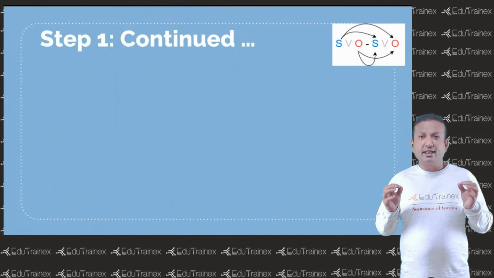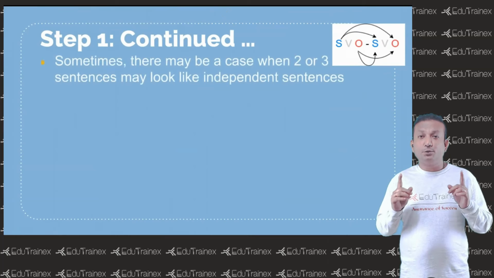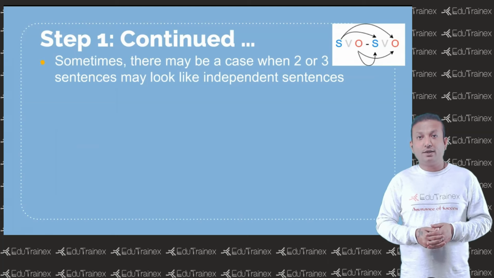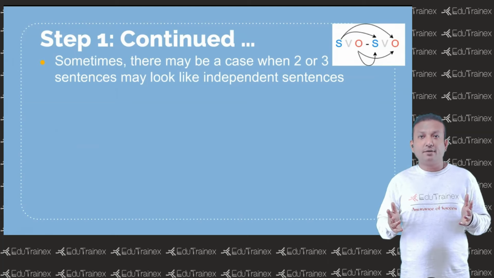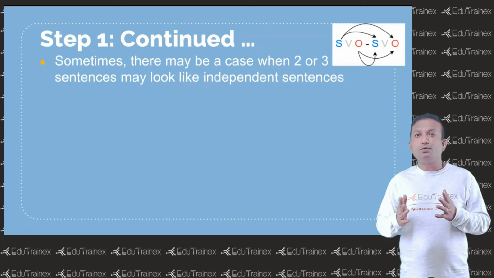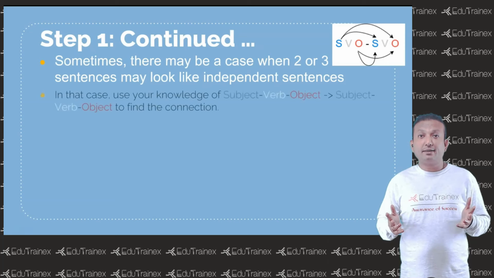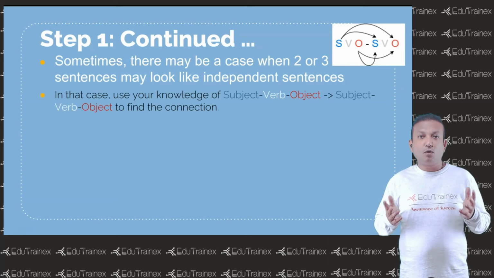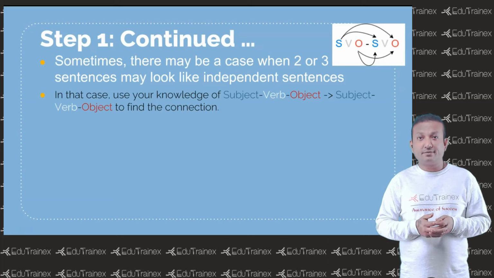The next extremely important aspect you need to know for the reorder paragraph questions is the knowledge of subject, verb, object. If you get a difficult question, it may seem to you that 2 to 3 sentences are independent. In those cases, the subject, verb, object knowledge can definitely help you to find the connection. So what are subjects, verbs, and objects?